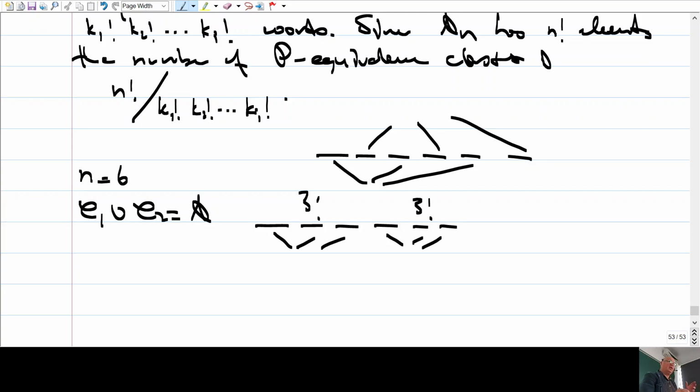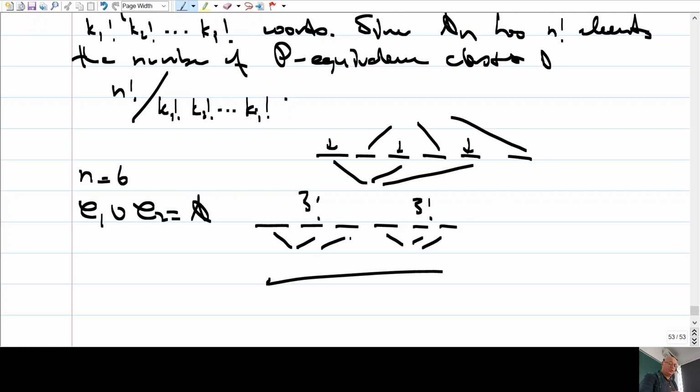Well, since they will be equivalent to this word, this letter will be from C1. This letter also will be from C1 and this one will be from C1. And I have 3 letters in C1. So I just plug 3 letters into 3 boxes. There are 3 factorial choices. And the same for the other 3 letters. So the equivalence class of this word has 3 factorial times 3 factorial elements in it.